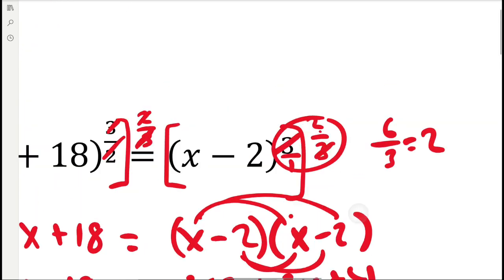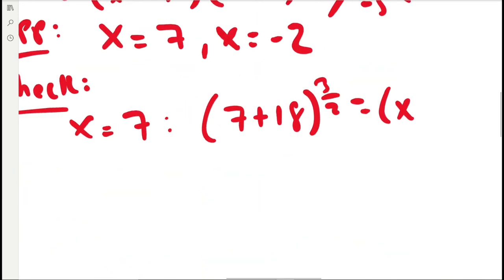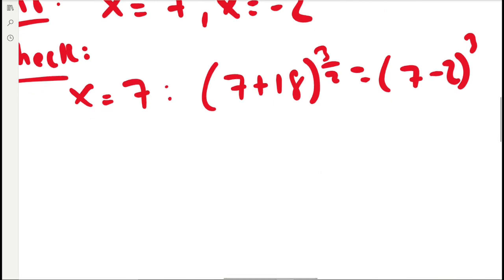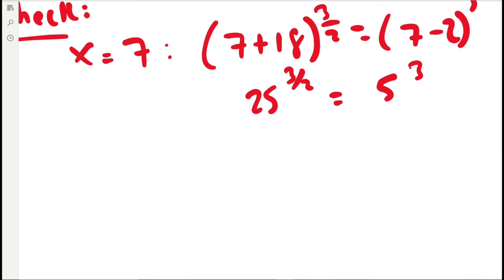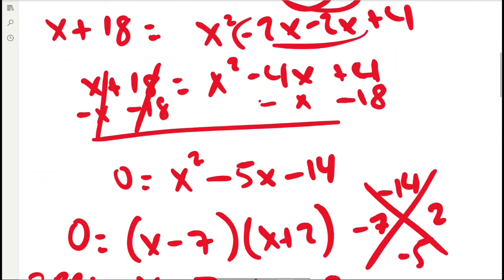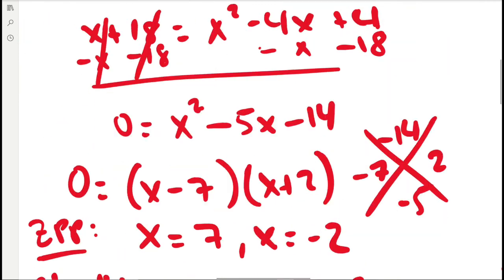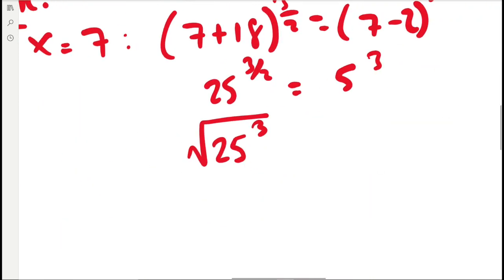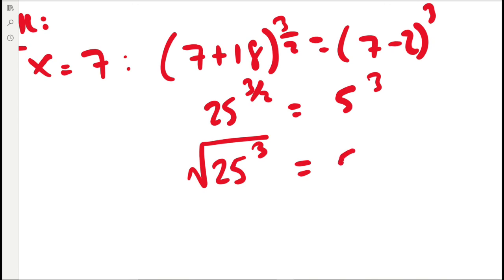Wait, I think it was x minus 2 to the third. So x minus 2 to the third. So we get 25 to the 3 halves equals 4 to the third. Or 7 minus 2 is 5, 5 to the third. All right, so 25 to the 3 halves power, that's the same thing as, remember, power and index, right? Power over index. Let me double check to make sure. Yeah, it was 3 over 2 power. And this is equal to 5 to the third.